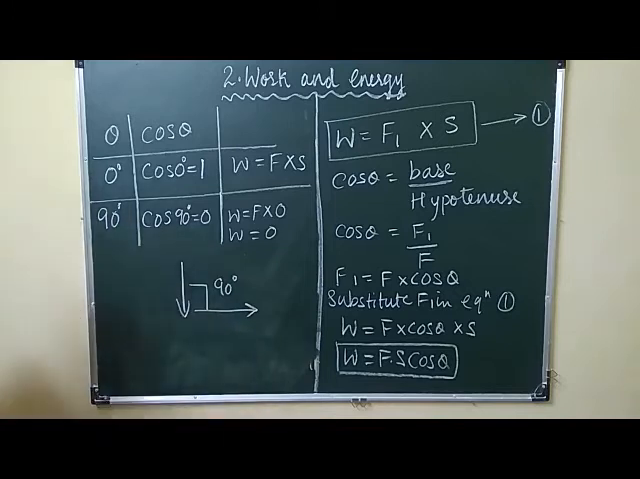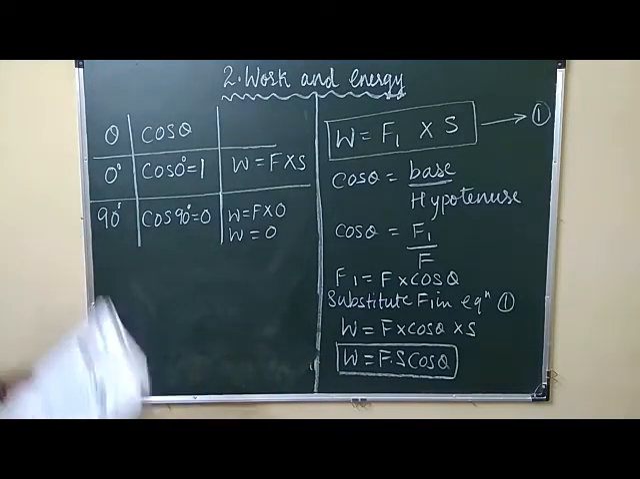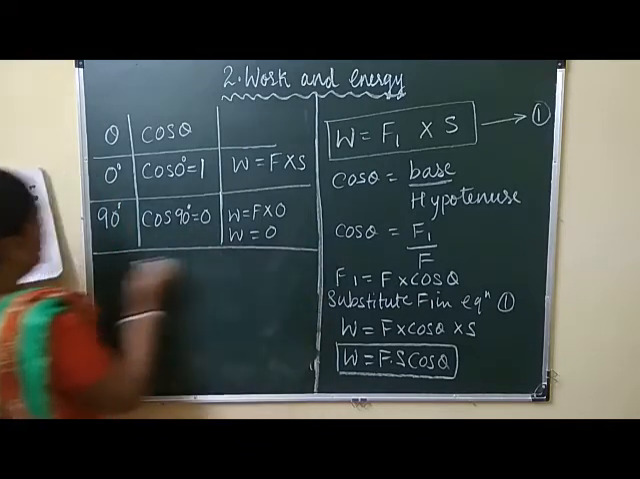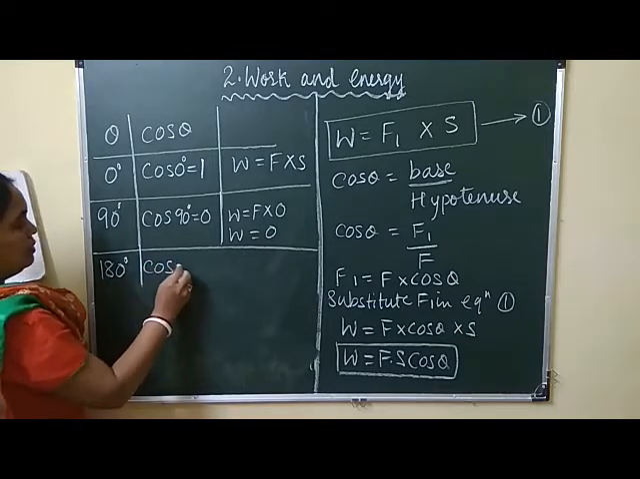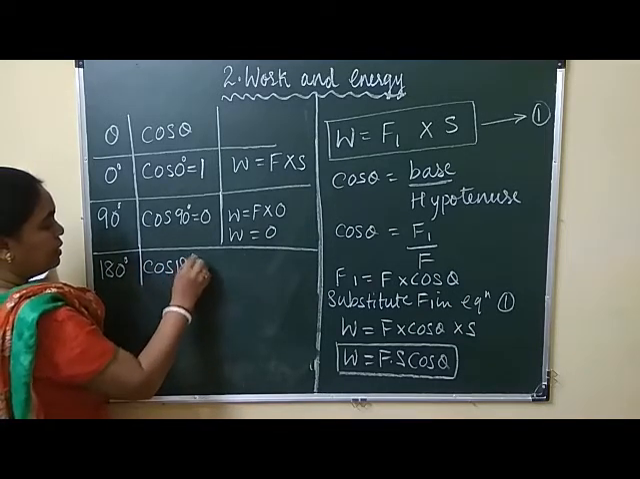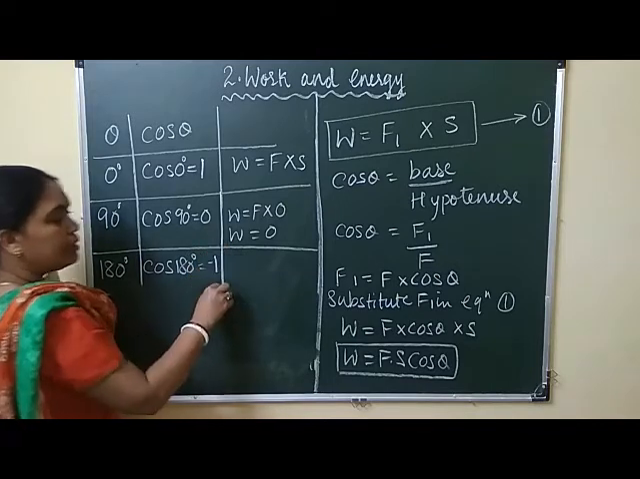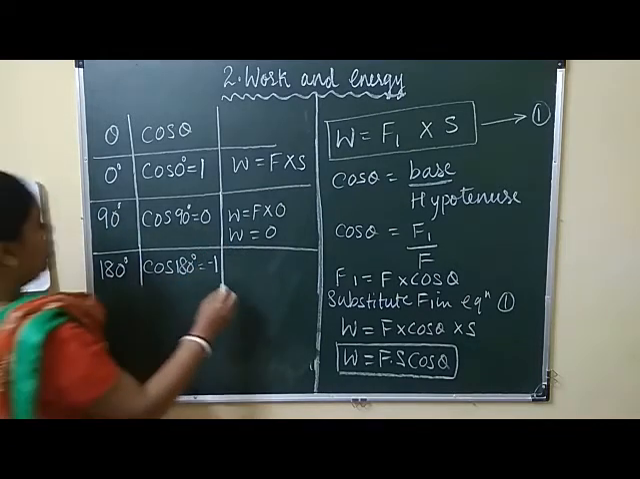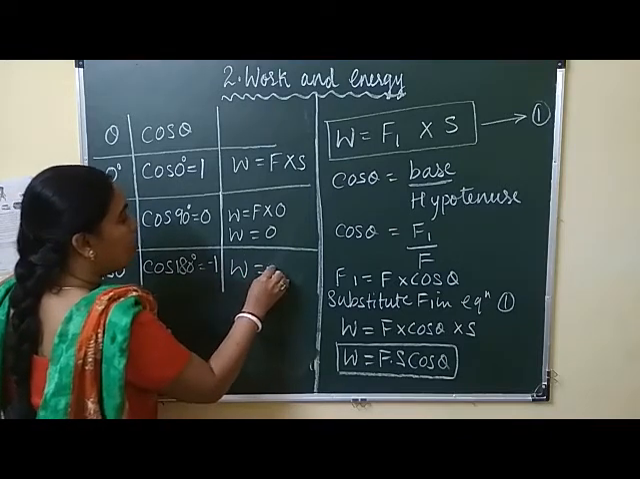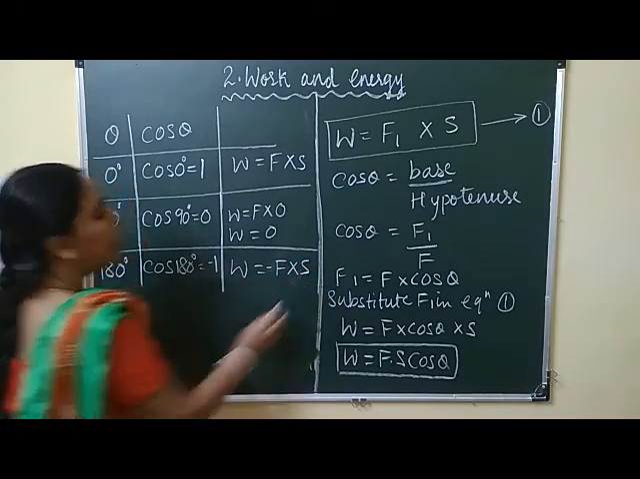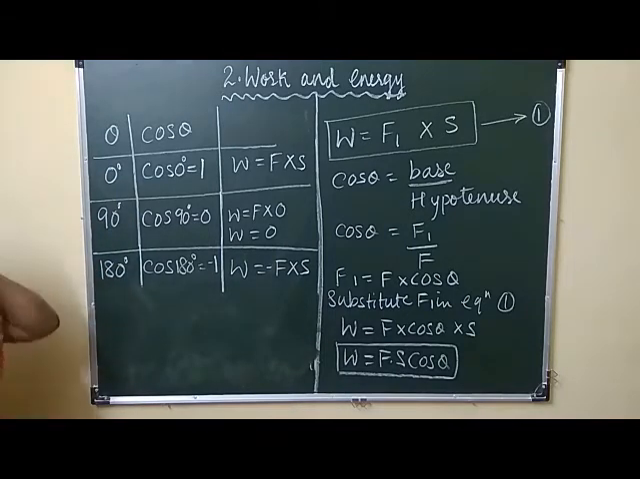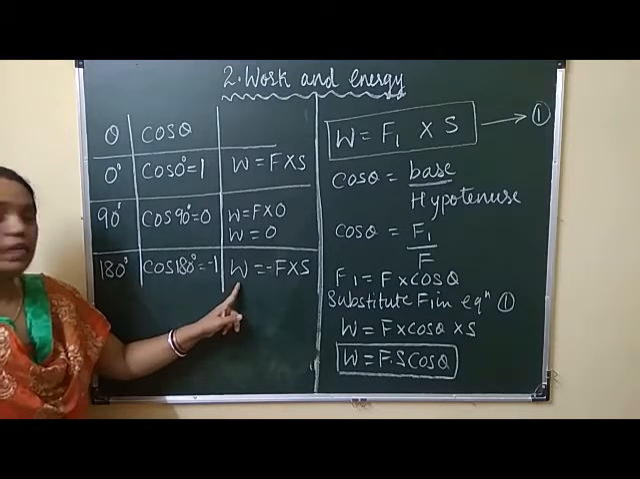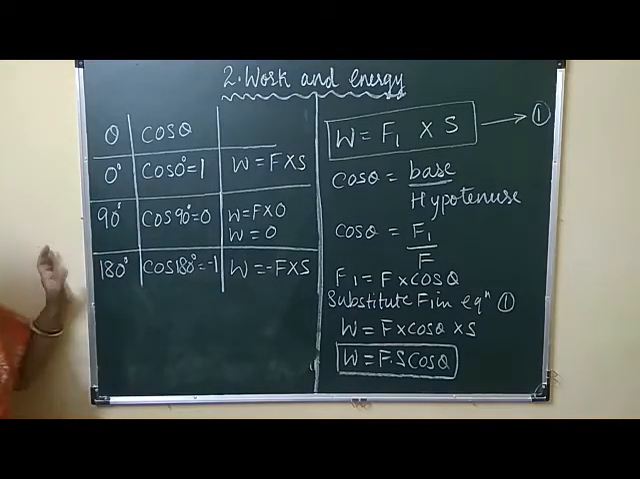Next example, 180 degrees. When theta is 180 degrees, cos 180 degrees is equal to -1. So what will happen? W equals minus F into S. This means when angle theta is 180 degrees, work is in the opposite direction of the displacement and the applied force.